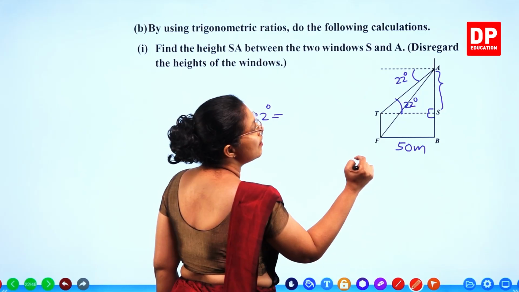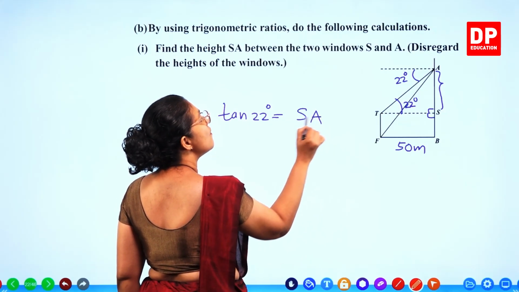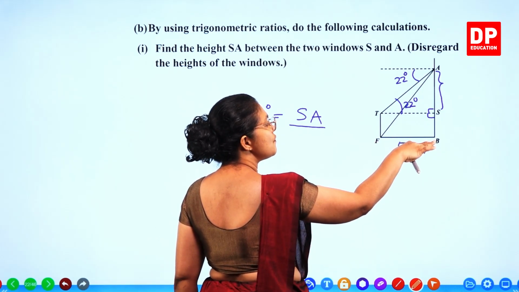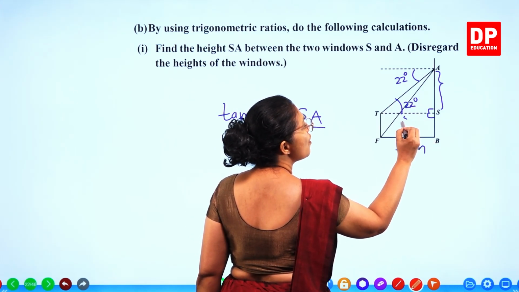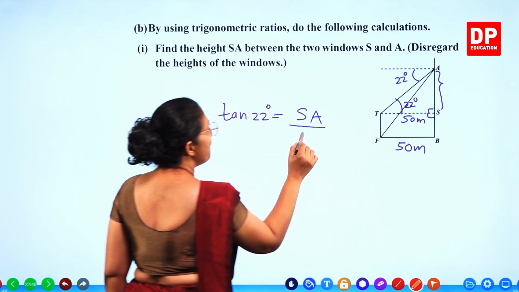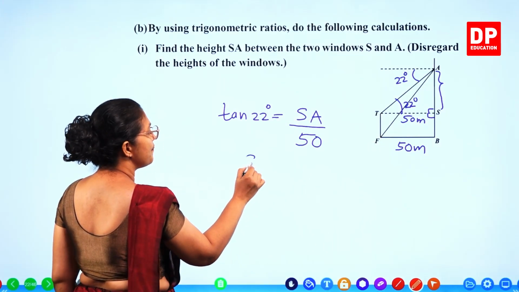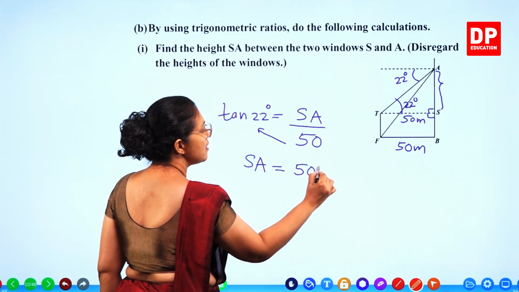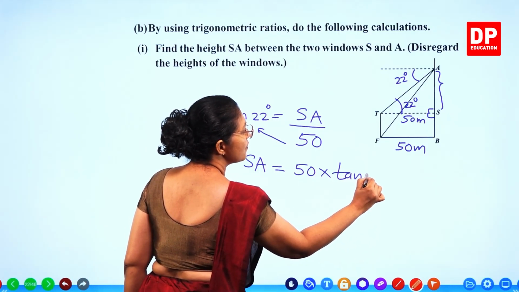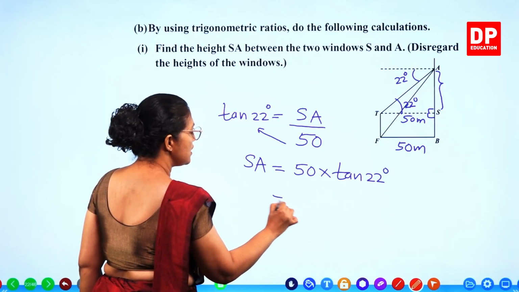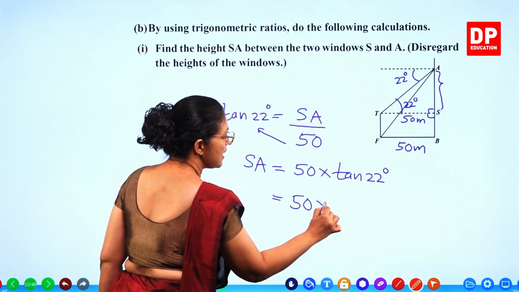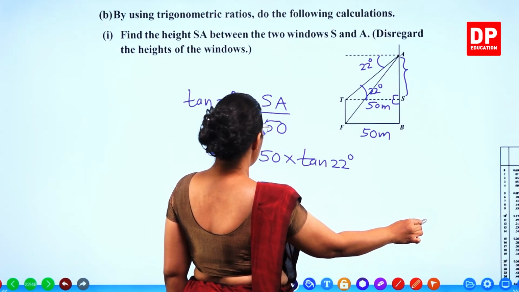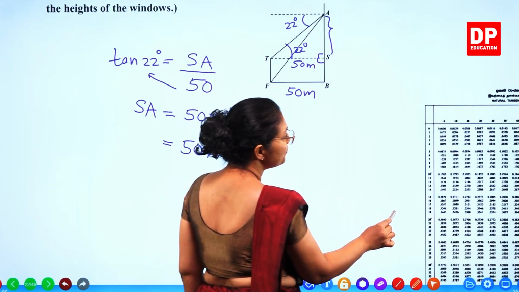Opposite is the value SA, the value we need to find, and the adjacent is 50 meters. If this is 50, this is also 50 because this is the horizontal line. So what is SA? SA value is 50 times tan 22 value. Now you need to refer to the tangent table. So let's use the tangent table to find out the tan 22 value.